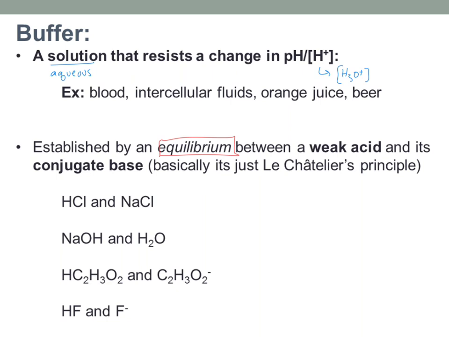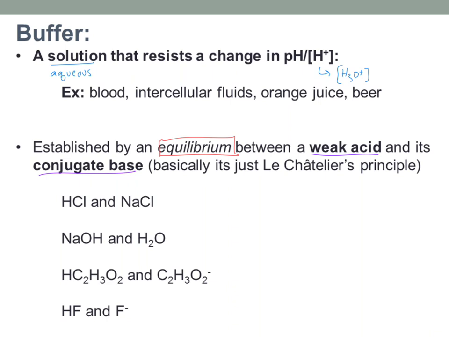And it's between a weak acid and its conjugate base. So weak acid, conjugate base. And the idea of how buffers work is just Le Chatelier's principle. We already talked about Le Chatelier's principle, and I'll show you it again here in a second.